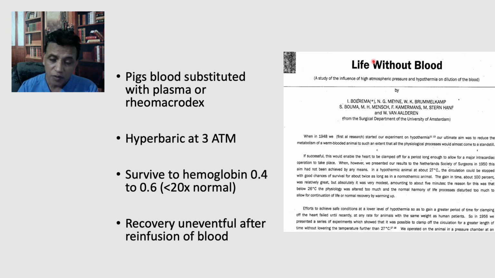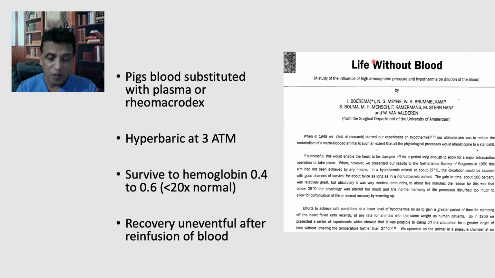Now pigs were able to survive when over 95% of the hemoglobin was washed out. Well, how did they do that? Well, pigs were in a chamber breathing 100% oxygen at 3 atmospheres.